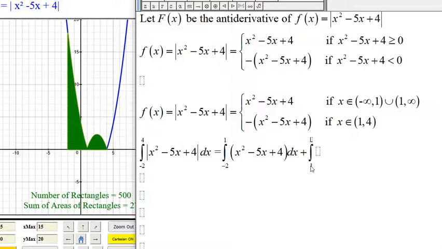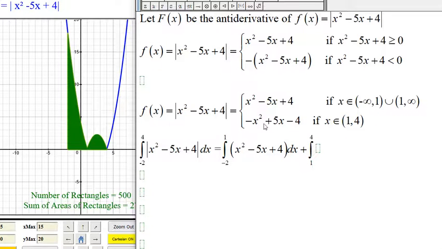And then the second integral, it will be from 1 to 4. And then we have to decide where is 1 to 4. Is it in these intervals, or is it in this interval? So it's in this interval. And then right here, we can rewrite this as negative x squared plus 5x minus 4. So we multiply everything by -1, we get negative x squared plus 5x minus 4. So this will be this, and then dx. And then now we have two separate integrals, and we need to evaluate each one separately.